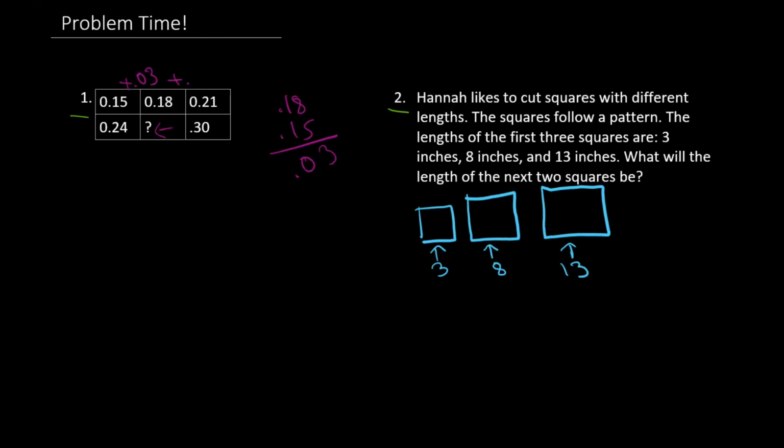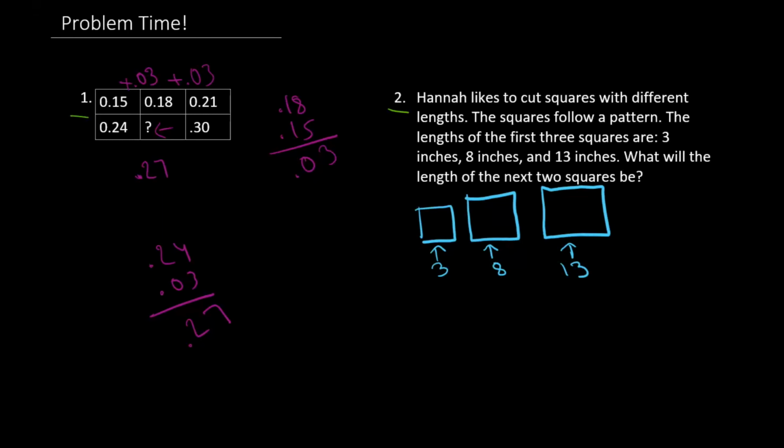0.18 plus 0.03 equals 0.21. And 0.21 plus 0.03 equals 0.24. Is that true? It is. So you can see the pattern is adding 0.03. Let's add 0.24 with 0.03. 4 plus 3 is 7, 2 plus 0 is 2, and we add the decimal point. So the answer for the first question is 0.27. Make sure you got that answer.